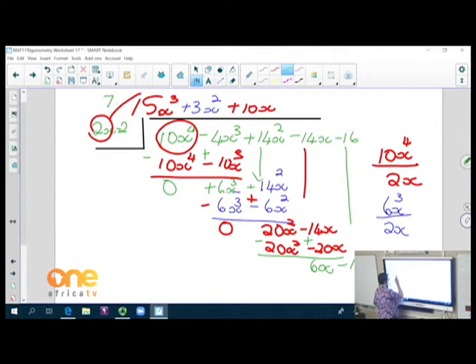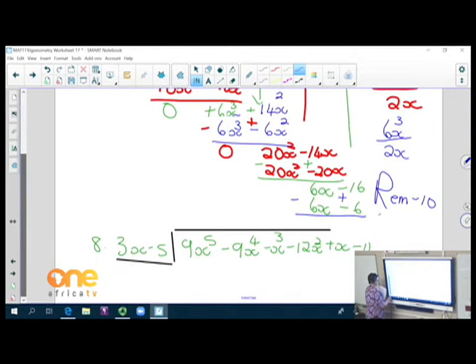So 6x divided by 2x is plus 3. Multiply there, so we have 6x minus 6. Subtract, so you change the second signs and add. Negative 16 plus 6 is then remainder negative 10. Remainder negative 10, that one. And let's look at the last one.